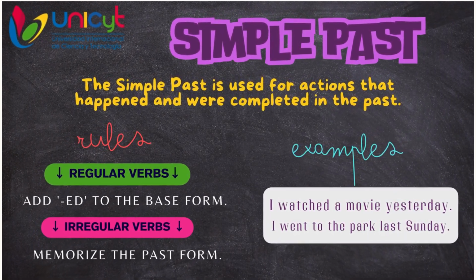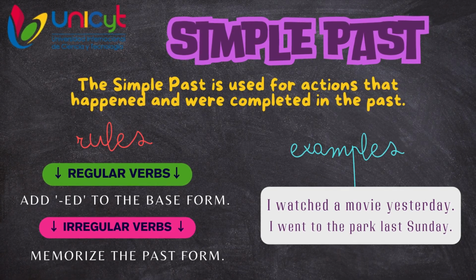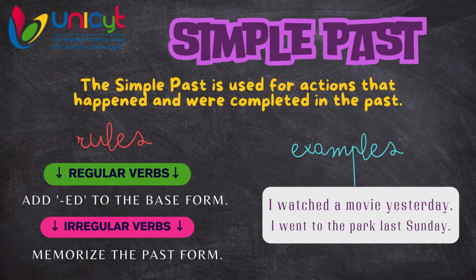Now, let's talk about the simple past. This tense is used for actions that happened and were completed in the past. For regular verbs, we add ed to the base form of the verb. For example, I watched a movie yesterday. However, English also has many irregular verbs, like go, which becomes went in the past. So we say, I went to the park last Sunday. The key here is to remember the past form of irregular verbs, which comes with practice.